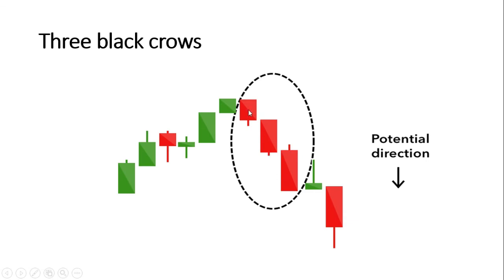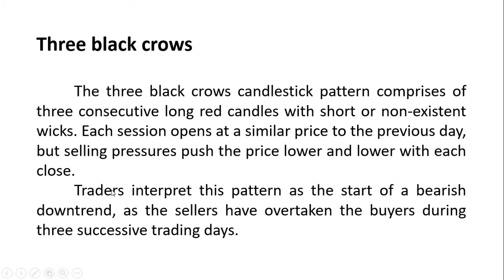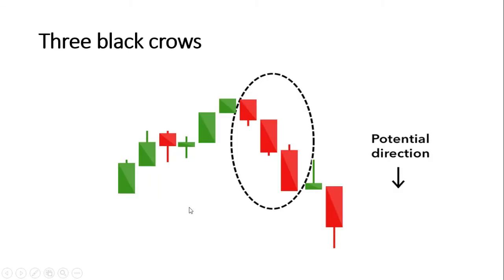That means that each and every day the price is going lower and lower. First day till here, second day till here, and third day till here. That means there is a steady fall in the stock price. So that is a very strong signal where you can take a sell order. Traders interpret these patterns as the start of a bearish downtrend, as the sellers have overtaken the buyers during three successive trading days. Continuously for three days the bears have the upper hand in the market. So that is a strong signal for a downtrend, and you have to take a sell order during this kind of candlestick pattern.